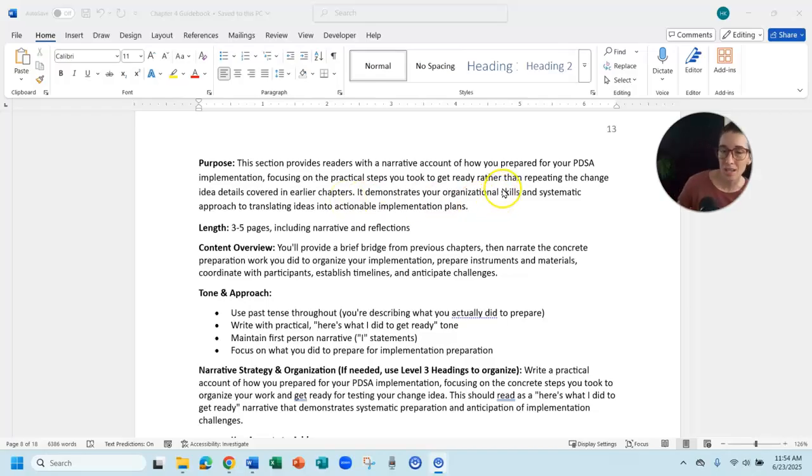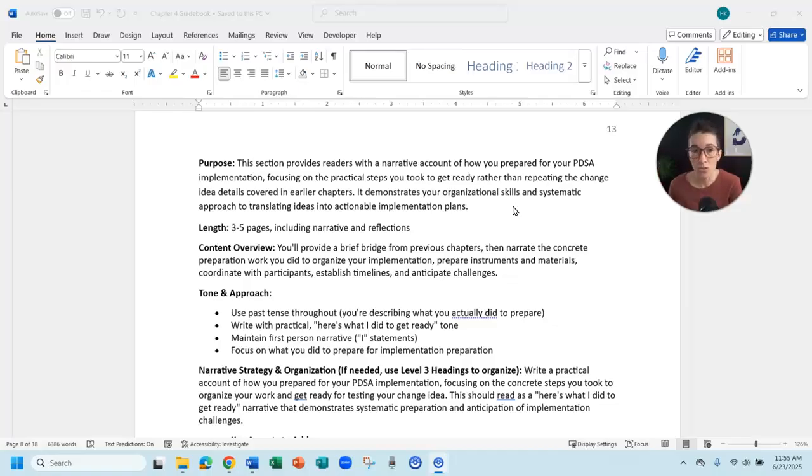This section should demonstrate your organizational skills and your systematic approach to translating ideas into actionable implementation plans. So you're also trying to convey to your readers your ability to organize this project, which is a lot of what the plan phase was, right? The plan phase is planning. It's figuring it out. It's developing a timeline. It might be chatting and talking with stakeholders and having discussions, etc.